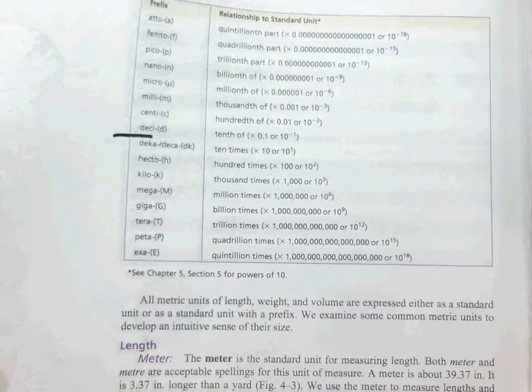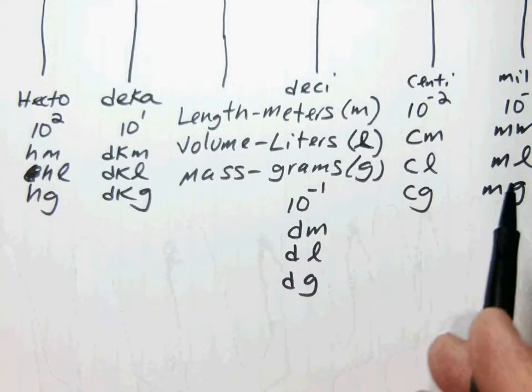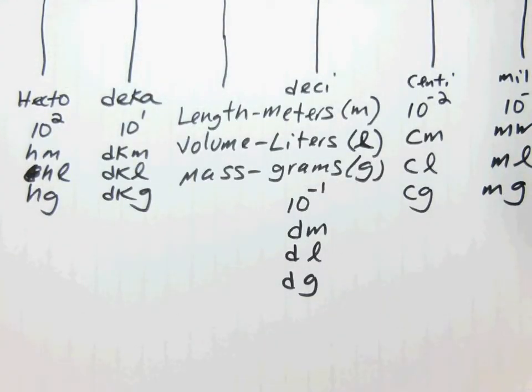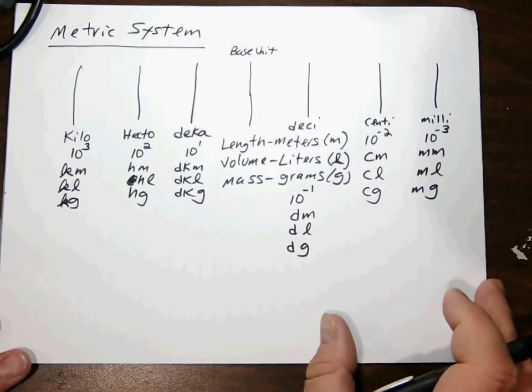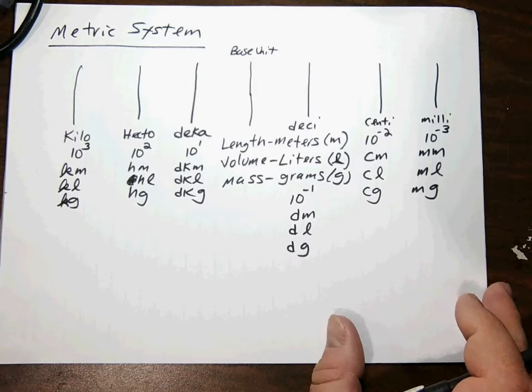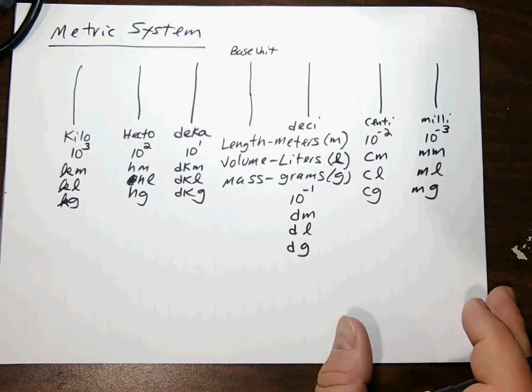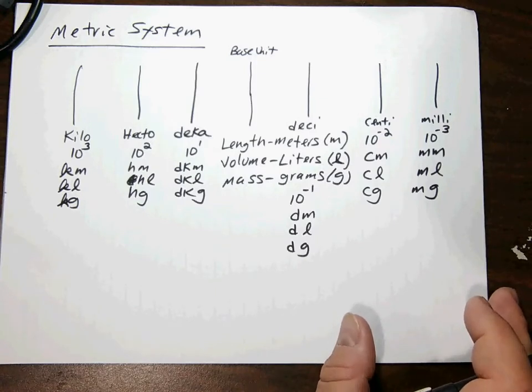But this is the base scale here, from kilo down to milli. Oops, let me go back. Kilo down to milli, those are really the ones we're going to focus on converting in between. And you can see it's just going to be all powers of 10. That's the nice thing about it. All powers of 10. Let's do a few conversions here.